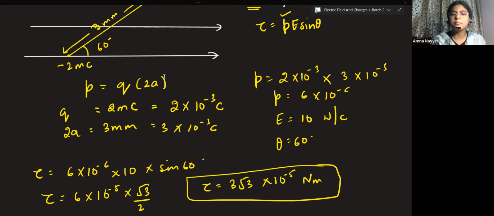So this completes our first chapter. This brings us to the end of the first chapter. So please revise this chapter. Now you will soon be having a subjective test of electric field and charges. So please keep on revising this. And in the next class, we'll continue with the next chapter. All right.